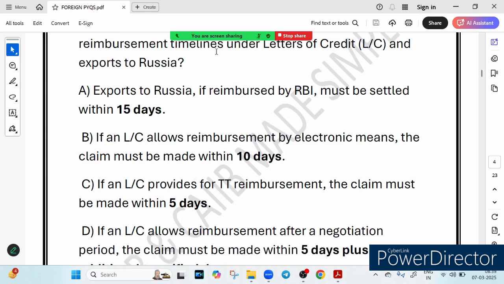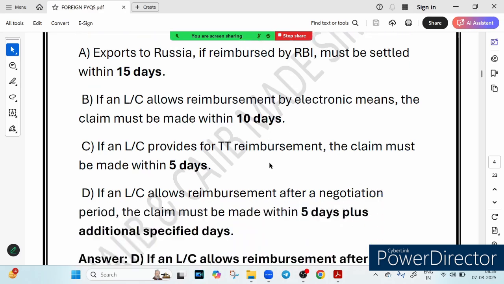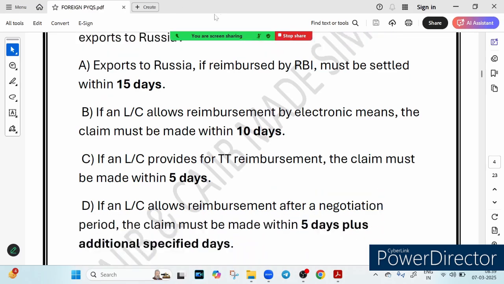Option B, if an LC allows reimbursement by electronic means, the claim must be made within 10 days. So the question is, which is correct?